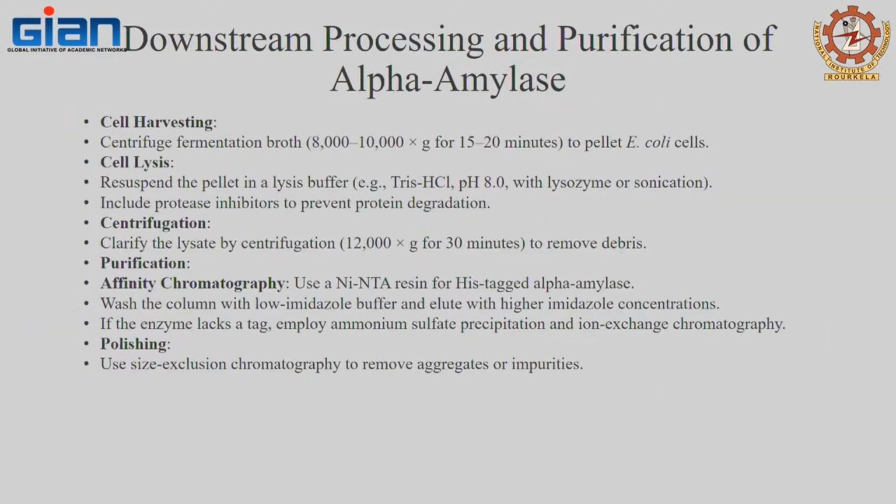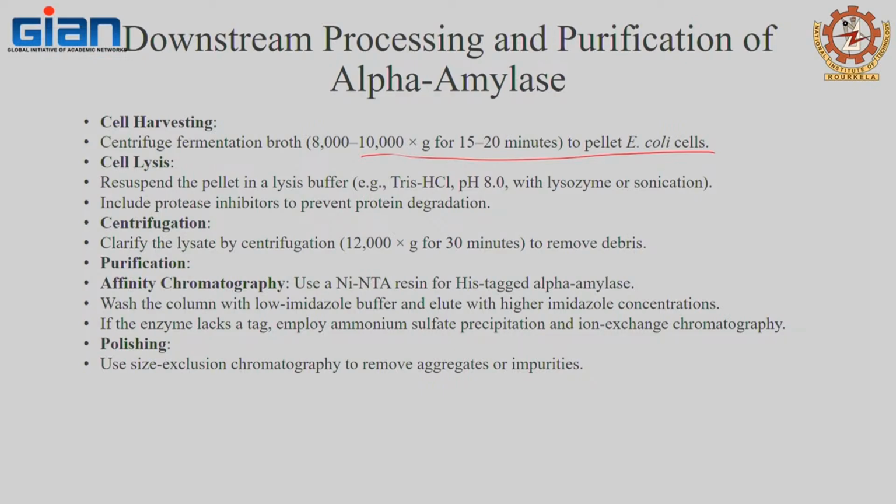In the case of downstream processing, as I already mentioned, it depends on the purpose. If we are focusing on brewery grade, in beverage industries there is no need of higher purity. But in general the procedure is centrifugation at 8,000 to 10,000 rpm for almost 15 to 20 minutes. So we'll be separating the pellets of E. coli.